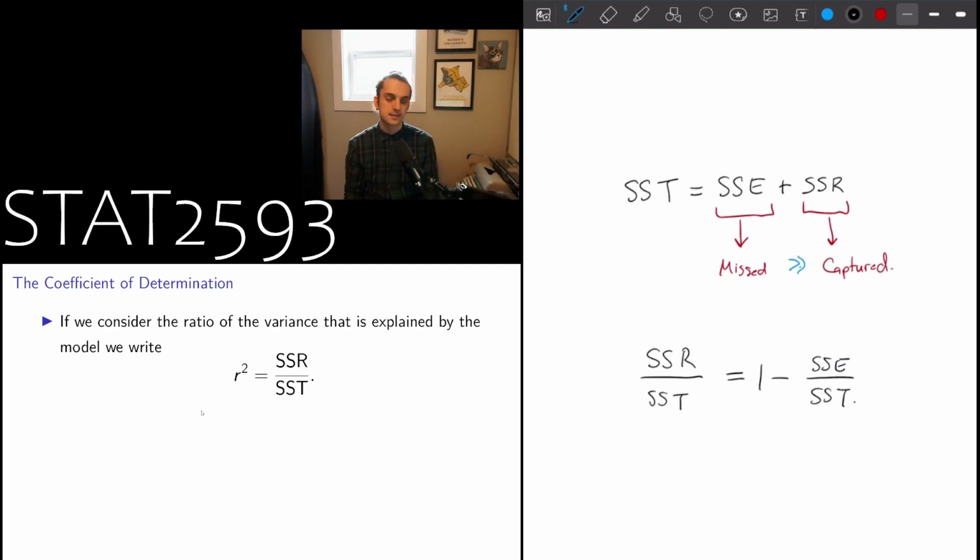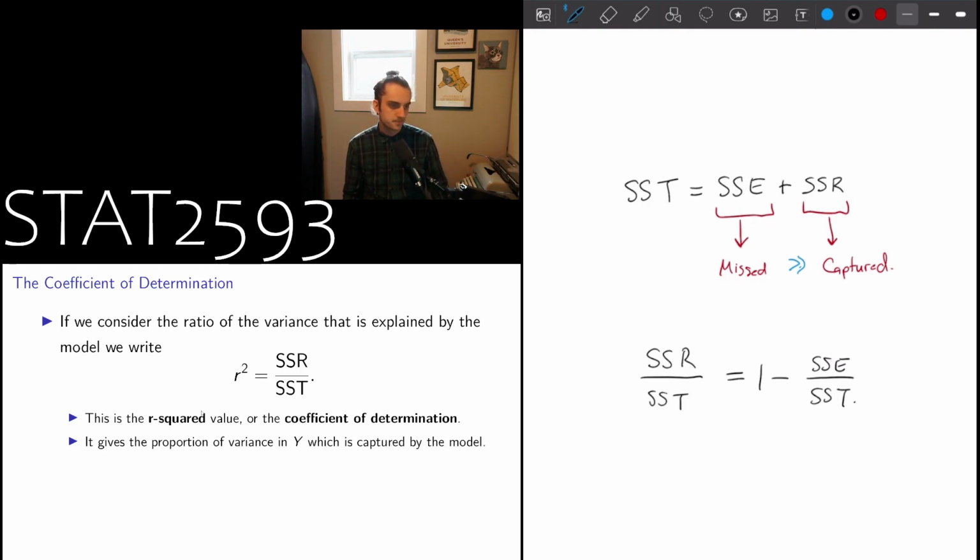These are exactly the same thing. And the idea here is that this is going to be a fraction which corresponds to what percentage of the variation in our outcome we can explain with the model. So it gets the symbol r squared. It's called the coefficient of determination. Lots of people will just call it the r squared value.